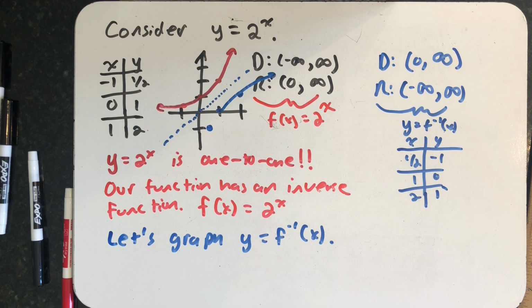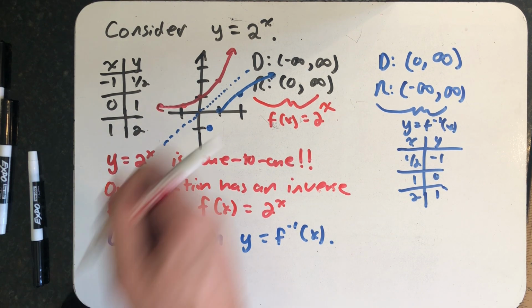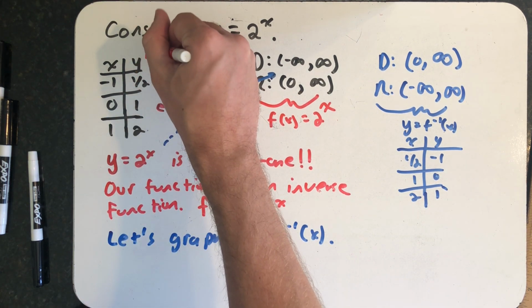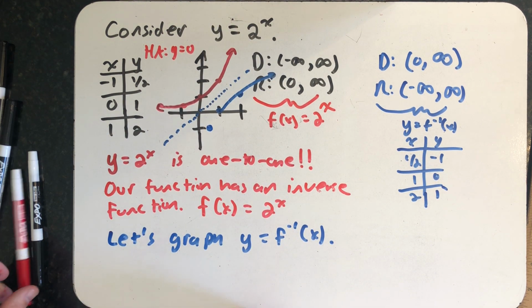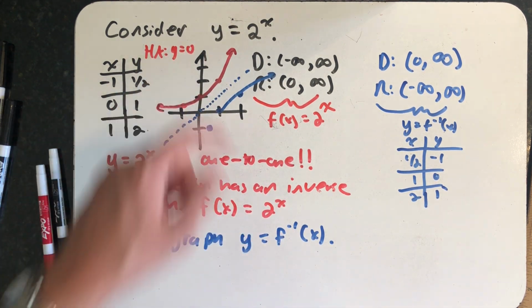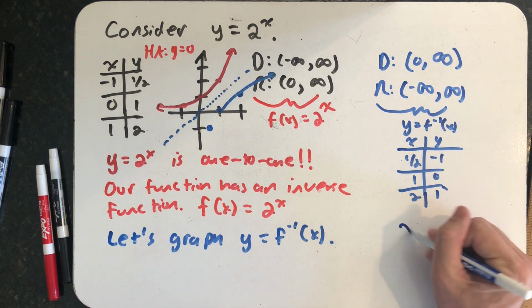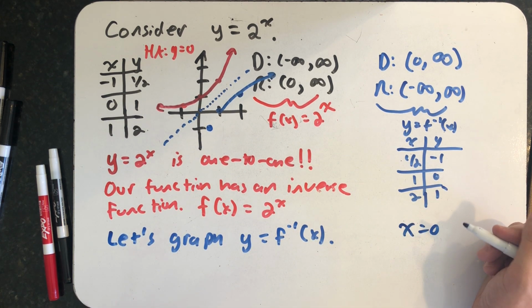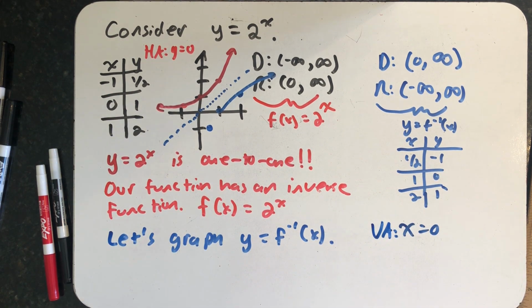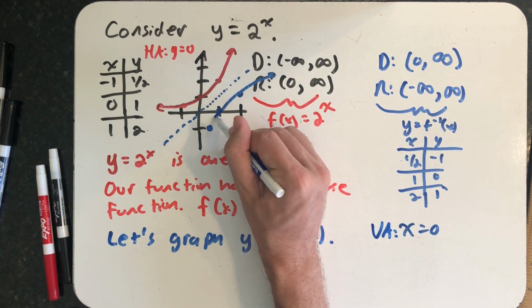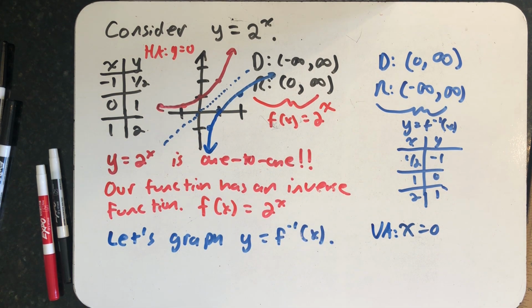One really cool thing is this graph had a horizontal asymptote at y equals 0. Well, when I find the inverse function, I swap x and y, so this equation y equals 0 would become the equation x equals 0, which instead of being a horizontal asymptote would be a vertical asymptote. And so there's the graph of my inverse function.